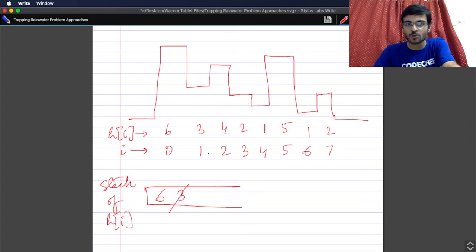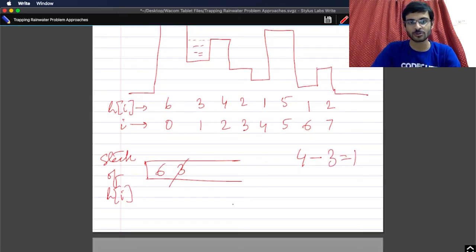From 0 to 2, or maybe after 0 and before 2, we can say this entire part shall be filled with water. So from this index 0 and from this index 2, we know that okay, this part is filled with water. And how much water? We find out the minimum of 6 and 4 is 4. 4 minus, what is the height of this? This is 3. So 4 minus 3 is going to be 1. So till now we have been able to store 1 square unit of water.